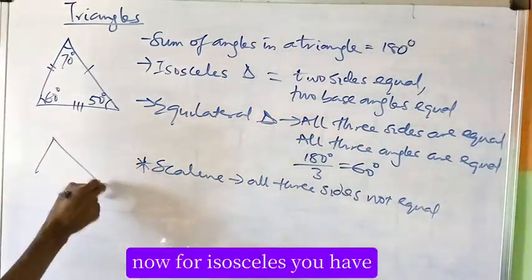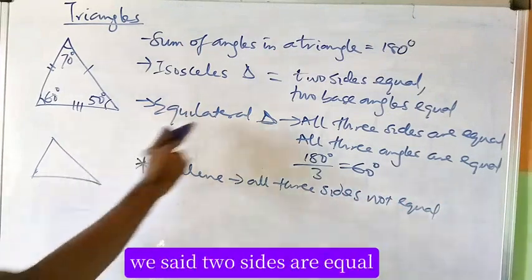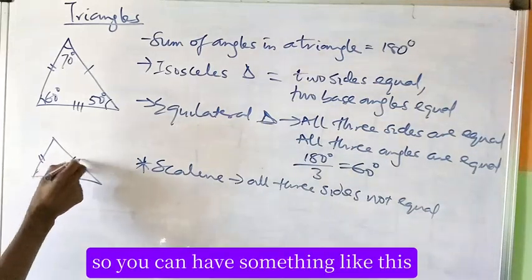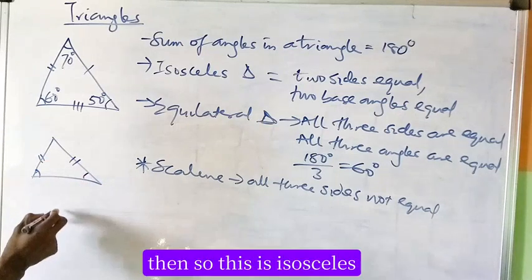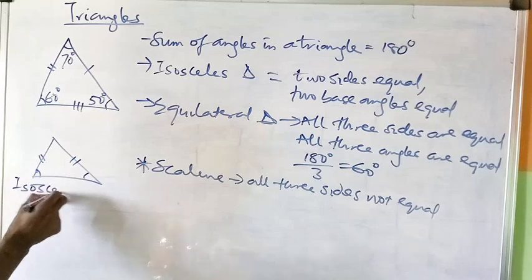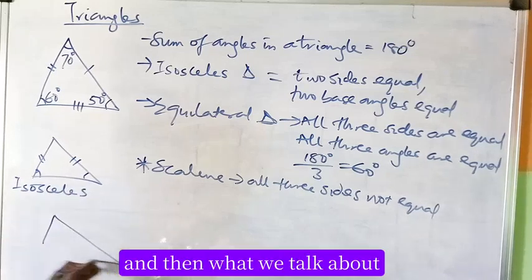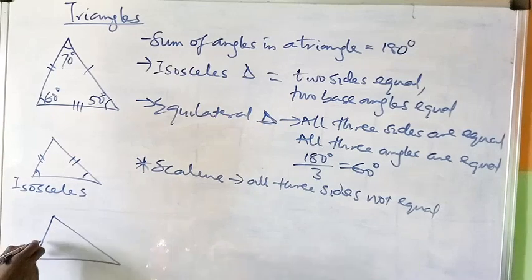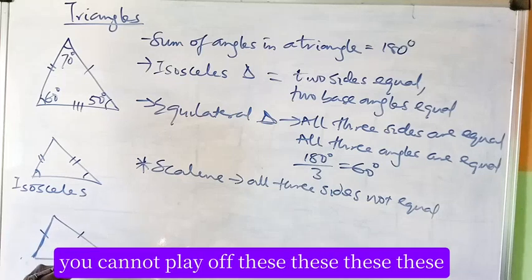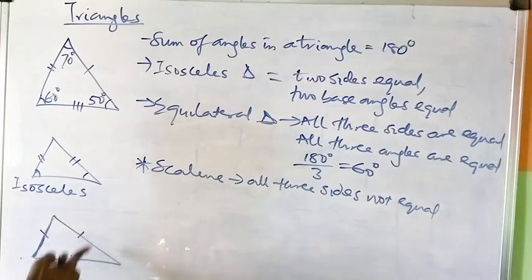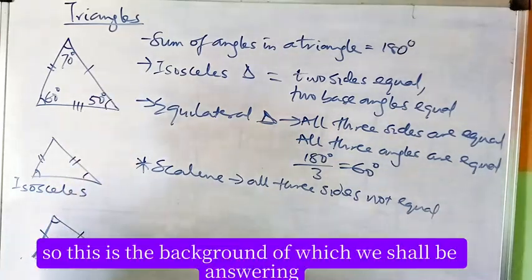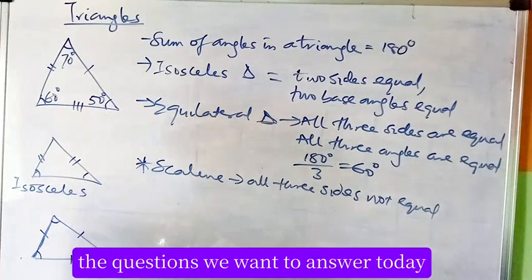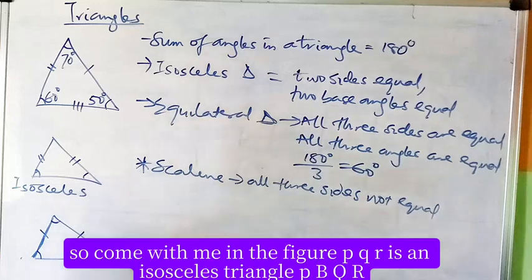Now for isosceles, we said two sides are equal. So you can have something like this. These two sides are equal, and these two base angles will be equal. So this is isosceles. And then when we talk about an equilateral triangle, you have this. All these three sides are equal, and of course, the three angles will also be equal. So this is the background with which we shall be answering the questions today. So come with me.